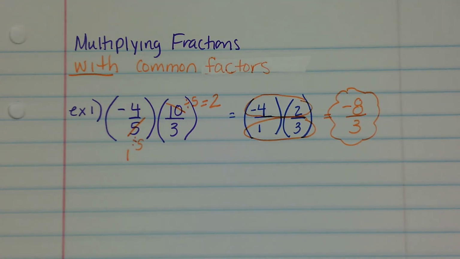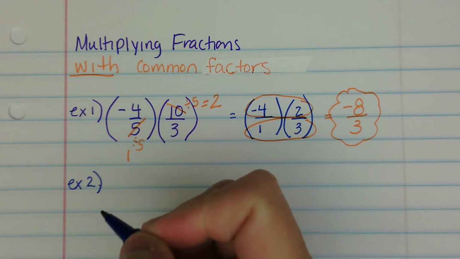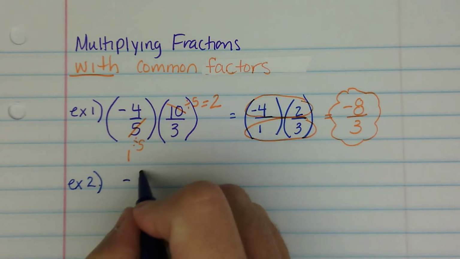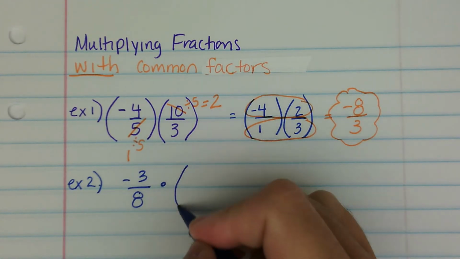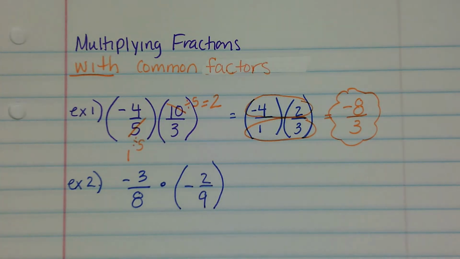And the second example that we're going to do is another one with a common factor. So here's our other example for common factors. We've got -3/8 times, in parentheses, -2/9. So you want to keep in mind that sometimes they use the dot, sometimes they use the parentheses, sometimes they use both, which is cool.